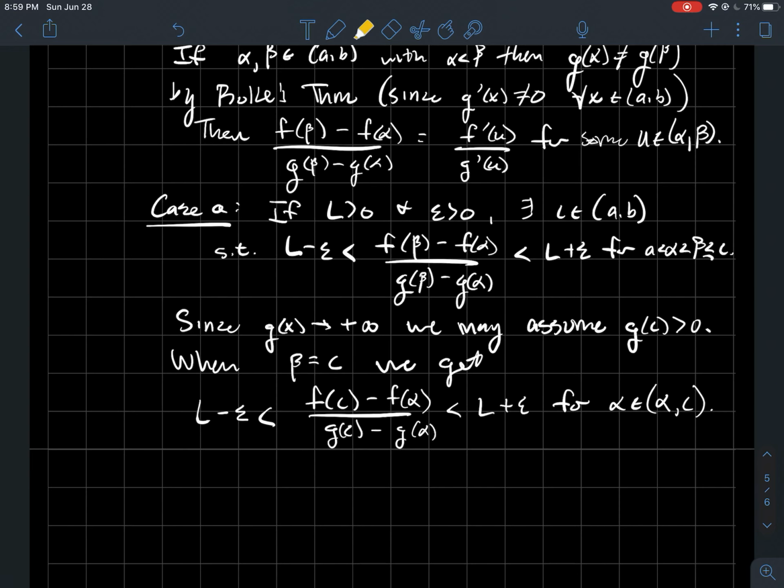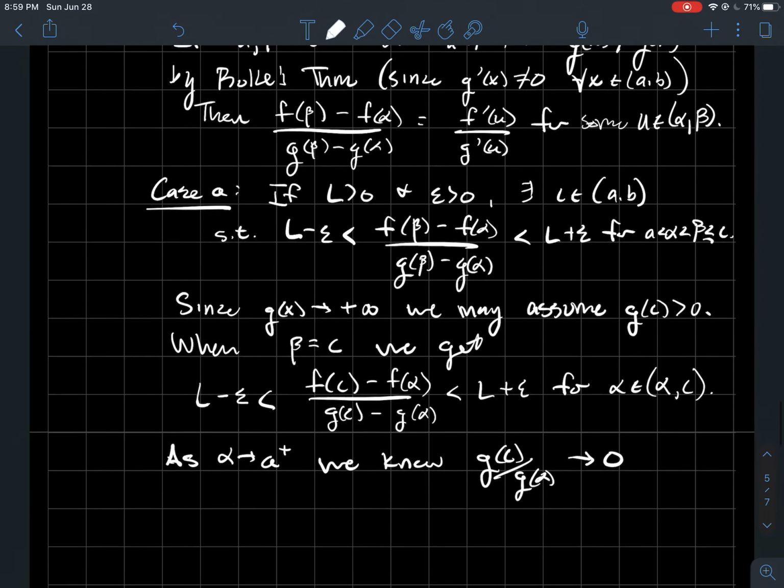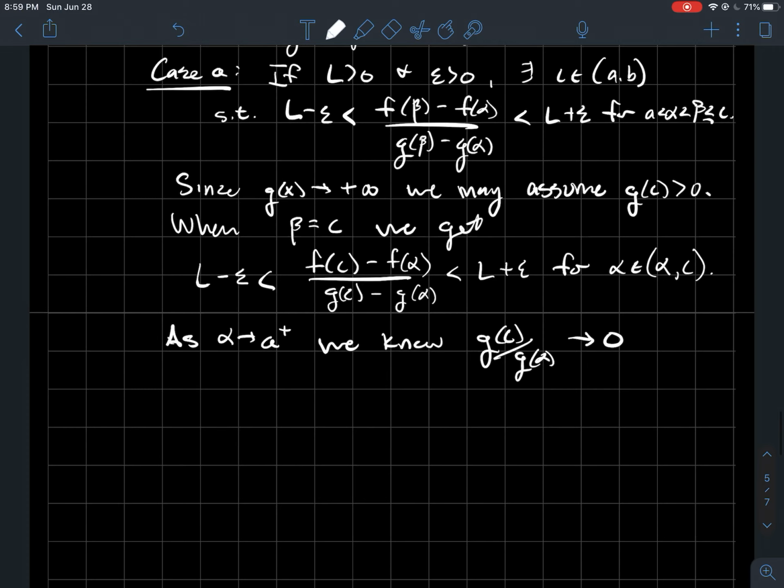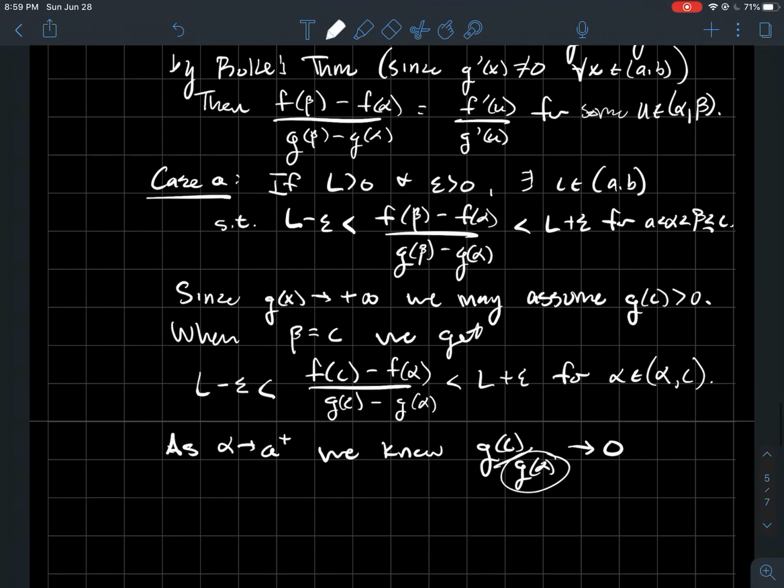So now the same thing holds where alpha is a real number between, I see that should be a, and c. And now let's think about what else do we know. So what happens as the input alpha approaches a from the right? Well, g of c is a fixed number, and g of alpha, well, if alpha is getting close to a, remember I had this assumption that the limit of g goes to infinity. So that means this fraction should get small, should go to 0.